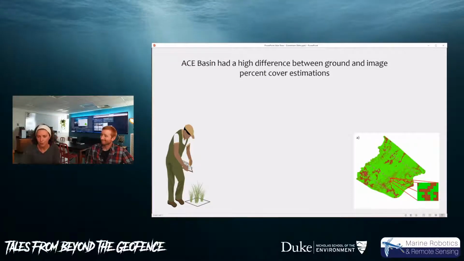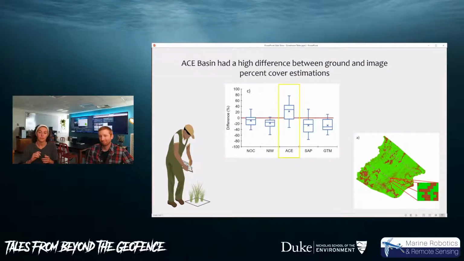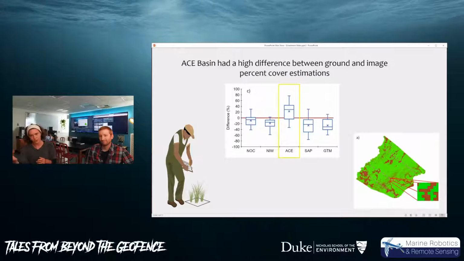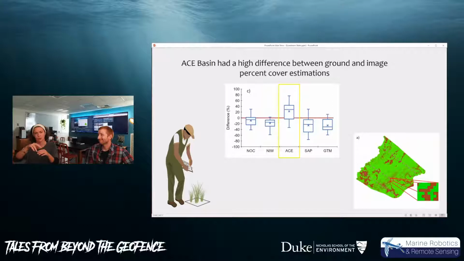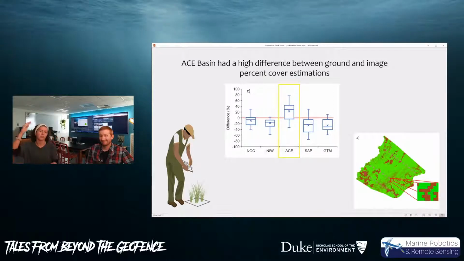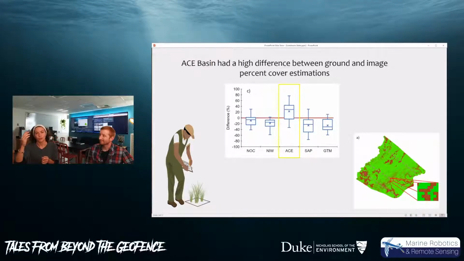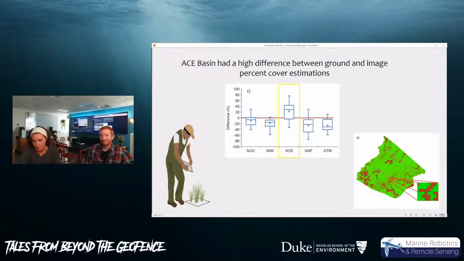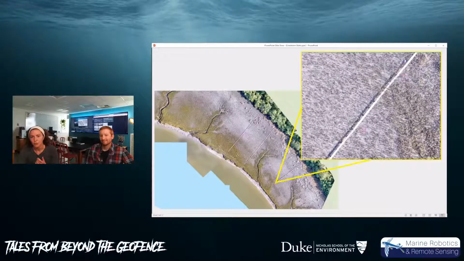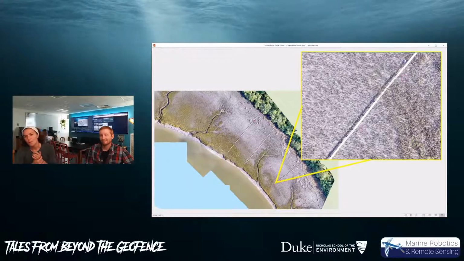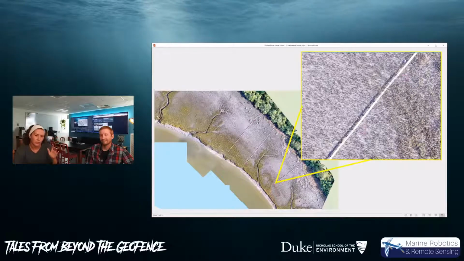We then compare those. But like I said, for ACE Basin, when we took the difference between the imagery-based percent cover and the ground-based percent cover, there was a big difference. Along the y-axis is the magnitude of difference between those two measurements, and ACE Basin has a much greater difference compared to the rest of the sites. And like I said, the blurry imagery was a big contributor to that. On the bottom left part of your screen, you see this zoomed out view of the ACE Basin site.